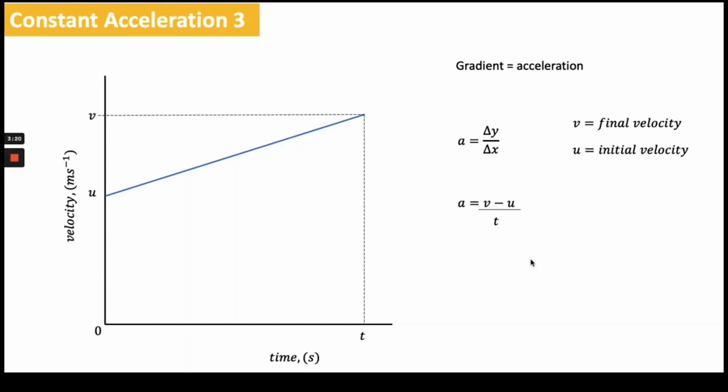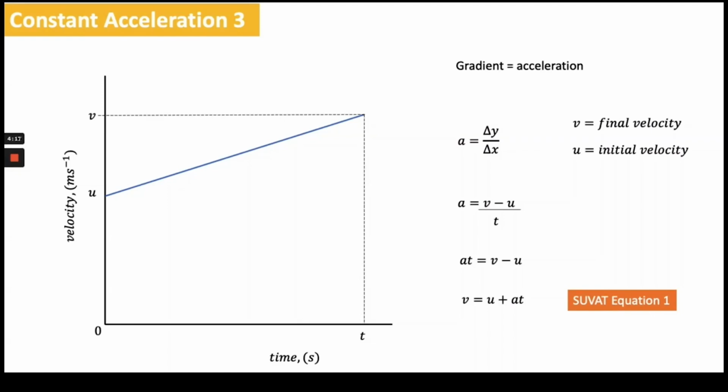Okay, this isn't quite the most usable form. We're going to rearrange and we're trying to make v the subject. So multiply across by t, we're going to add u to both sides, and here we have it, v is the subject. v equals u plus at. Now that's one of our 5 constant acceleration Suvat equations. And this was derived from the gradient of a velocity time graph.